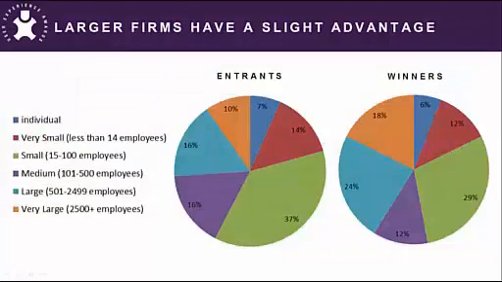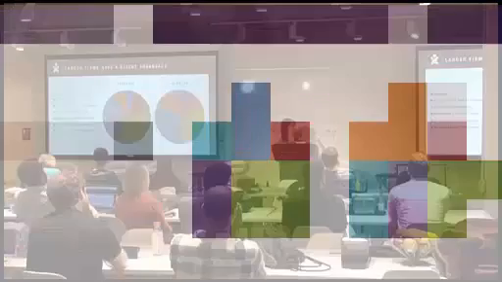If we start with the individuals here, you can see it was basically one-to-one for a percent of entrants and winners. Very small firms also basically one-to-one. But once we got into small and medium, for some reason, those companies weren't as successful in their submissions overall over the last 4 years, whereas the large and extra large companies definitely had the advantage.